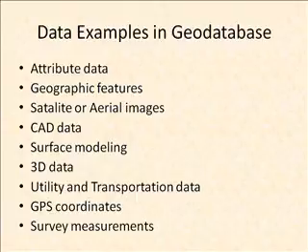At each geographic location, multiple attributes can be stored, including attribute data, geographic features, satellite or aerial images, CAD data, surface modeling, 3D data, utility and transportation data, GPS coordinates, survey measurements, and several others. These are commonly used for commercial applications.